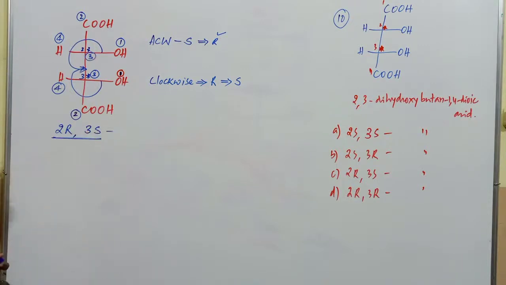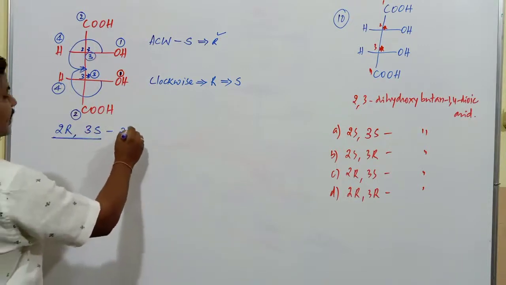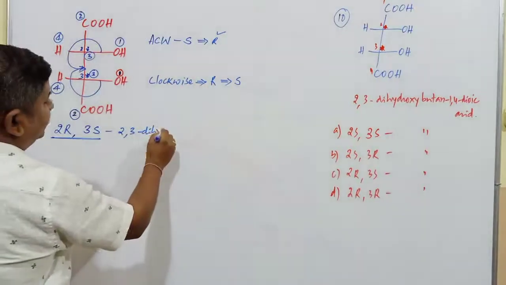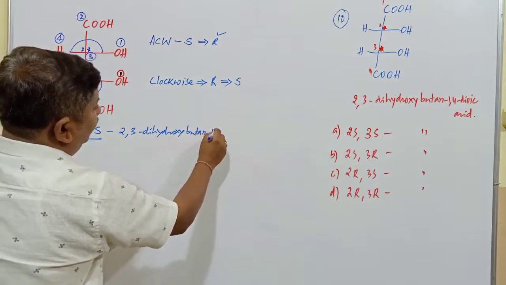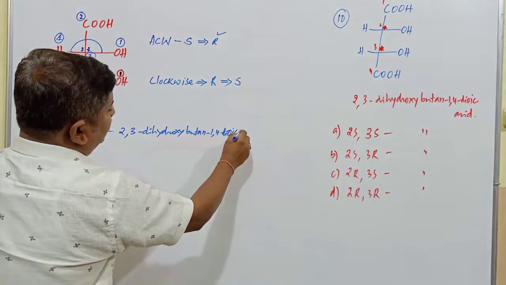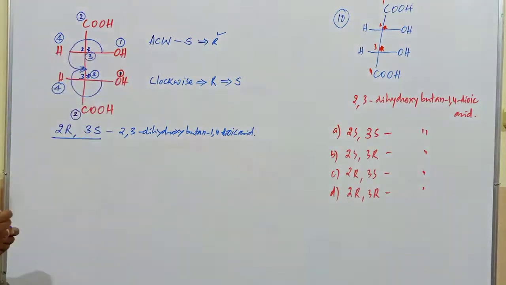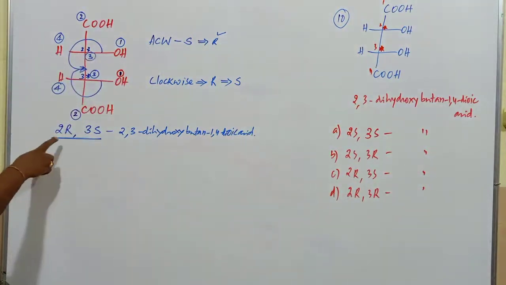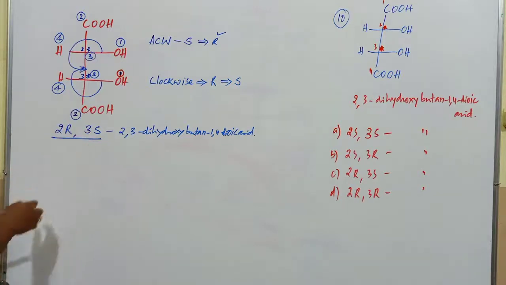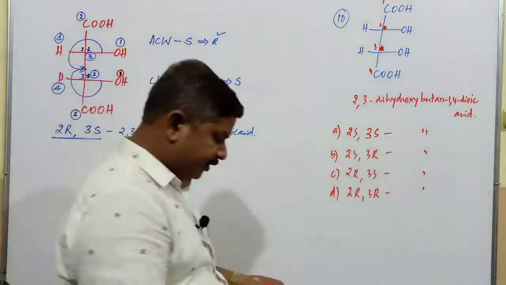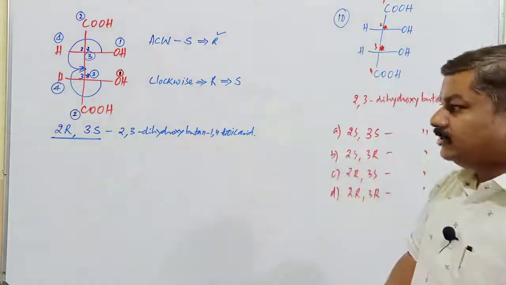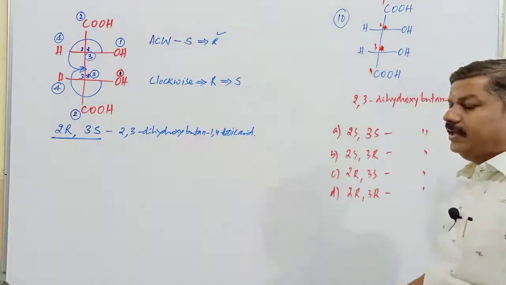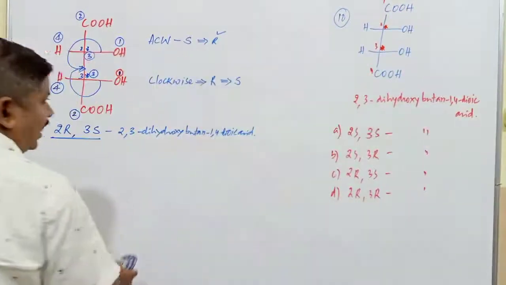What is the complete IUPAC name? 2R3S 2, 3 dihydroxybutane 1, 4 dioic acid. This is the complete IUPAC name with respect to this molecule. So with respect to the second carbon atom, the configuration is referred to as R. With respect to the third carbon atom, the configuration is referred to as what? S isomer. So this is the way in which we have to identify the molecule as R isomer, R configuration as well as S configuration, where more than one chiral carbon atom is present.